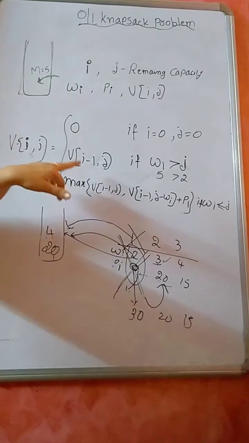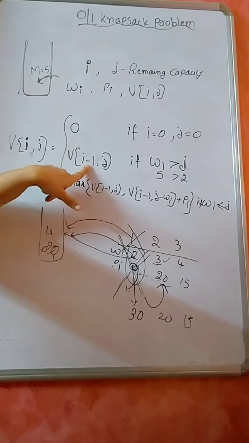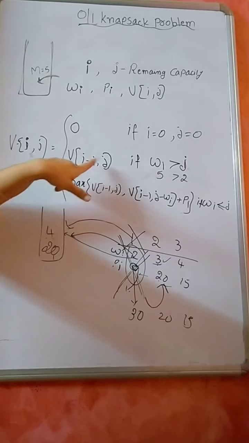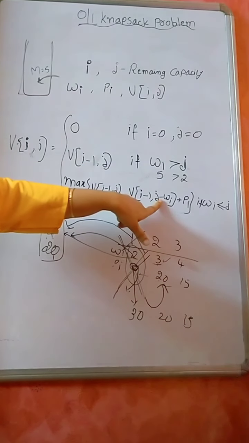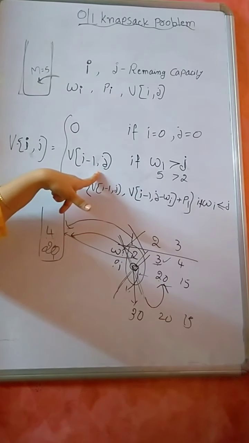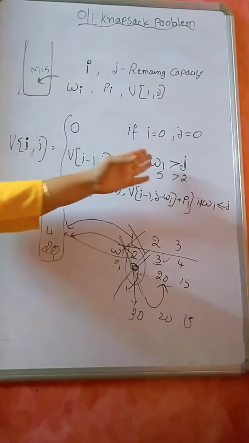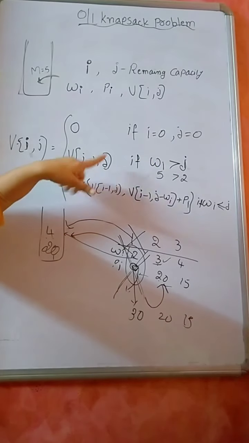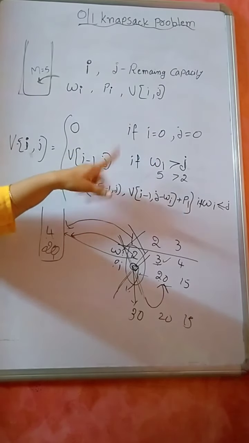Previous profit means what I had before selecting this one. Why am I not doing J minus Wi here? Because I am not selecting this object. If I am selecting this object, then what will be the previous profit? It is J minus Wi.